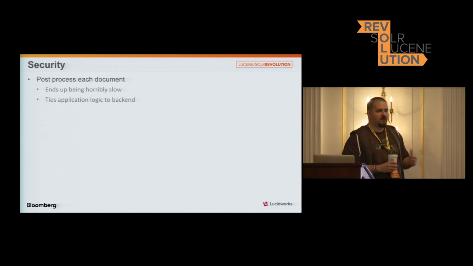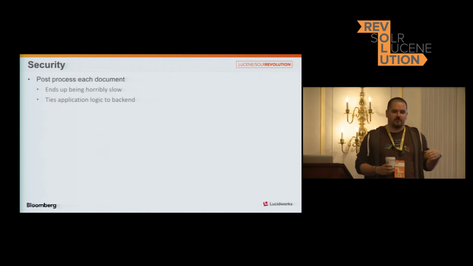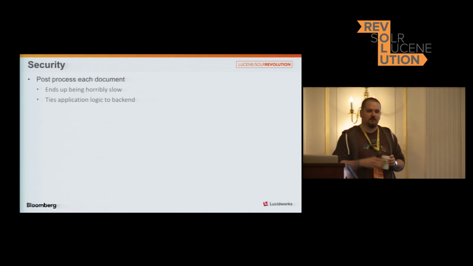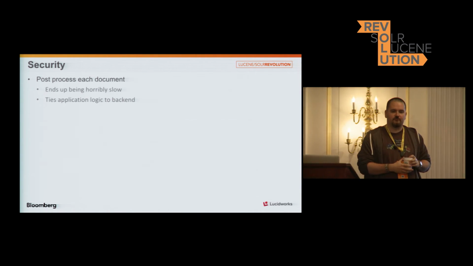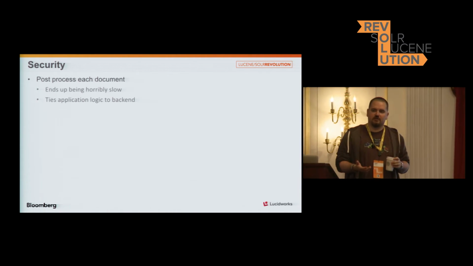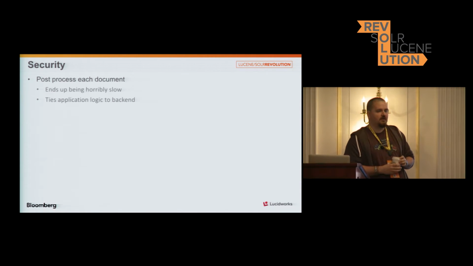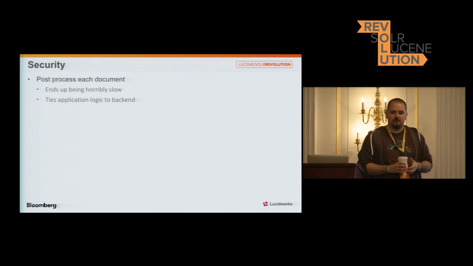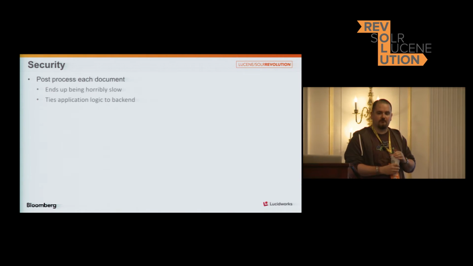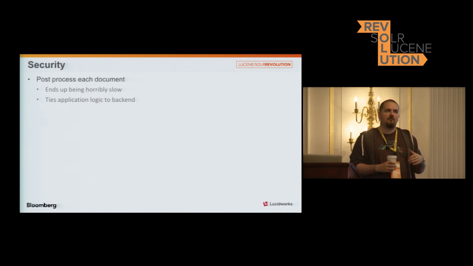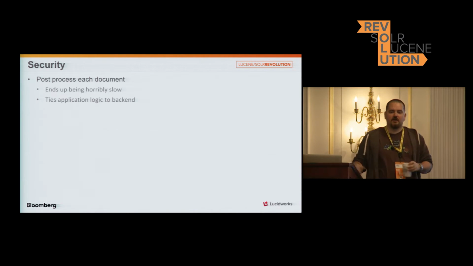So you can post-process each document. You run the search against the complete document, then you strip out everything that the user doesn't have permission to view, and you check to see if it still matches their search criteria. It works. It's very computationally intensive for large result sets, and it introduces a great deal of coupling between the search backend and the application.